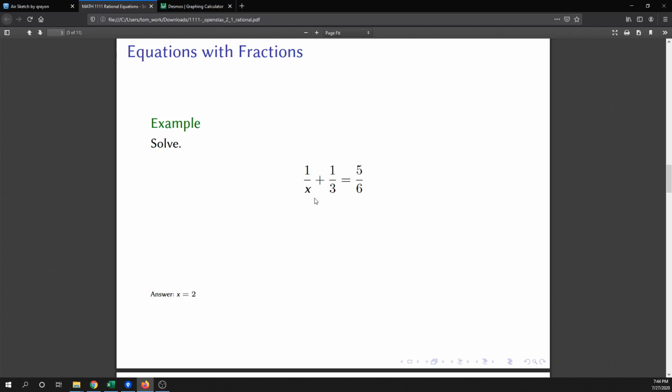In our class, we're not going to look at ones that are very complicated. So this example is going to be a very simple one. We're going to go through this example, and then I'm going to show you in the next video something that you need to be careful about whenever you solve equations with fractions in them. Okay, so let's solve this one out.